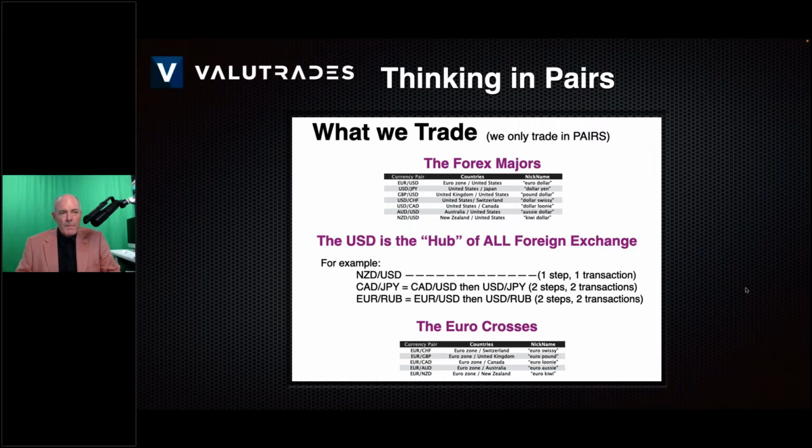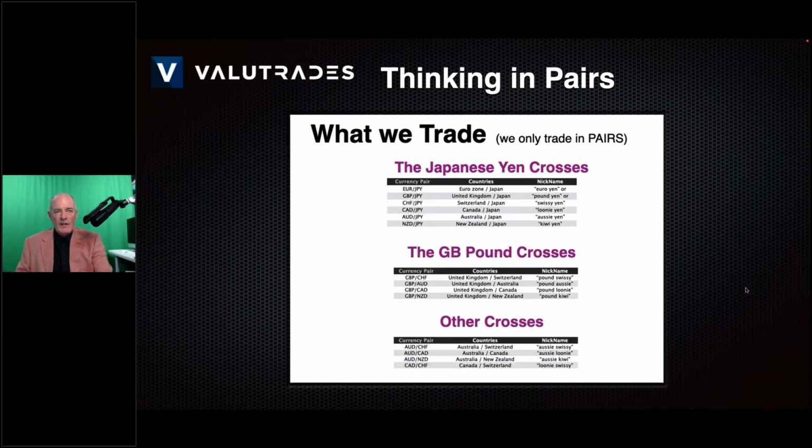We call crosses any pair that does not have the US dollar in it. So euro Swiss, for example, euro pound is a cross. Okay, we have Japanese yen crosses, and you'll notice that the Japanese yen is always the quote currency. Pound crosses, and we have a lot of other different exotic crosses.